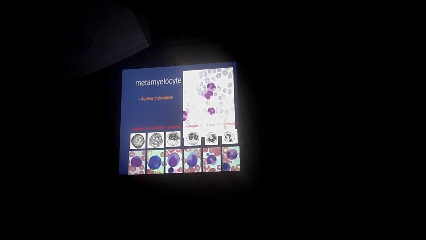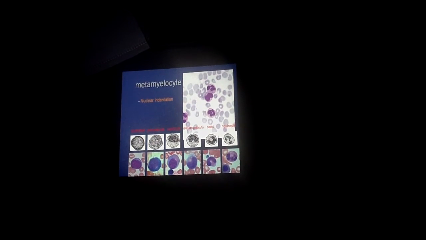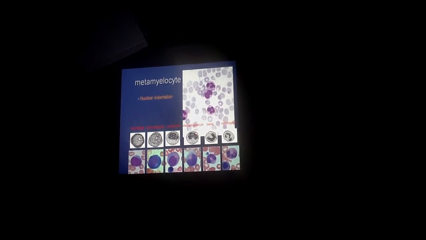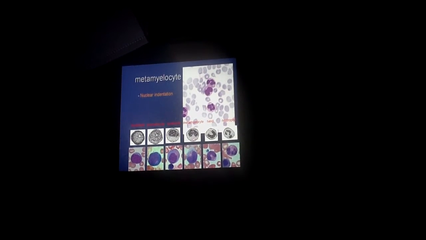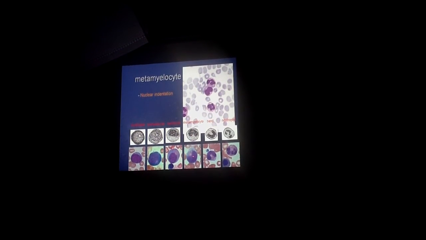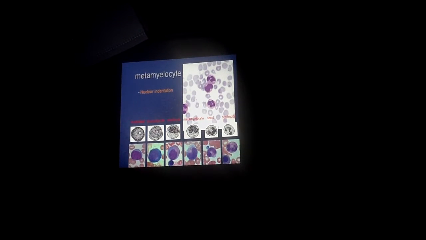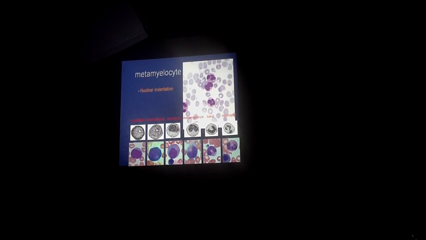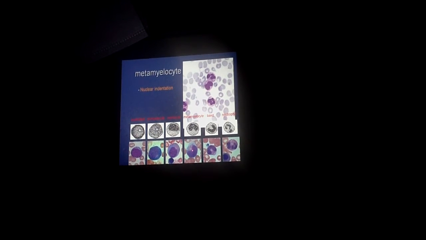And then the next cell in the lineage is the metamyelocyte. This cell will also contain the azurophilic granules plus the specific granules in its cytoplasm. The only difference from the myelocyte will come in the shape of the nucleus. How will you describe that nucleus? Indented. Okay, bean shape, kidney shape, or indented nucleus. It will still possess the two types of granules.